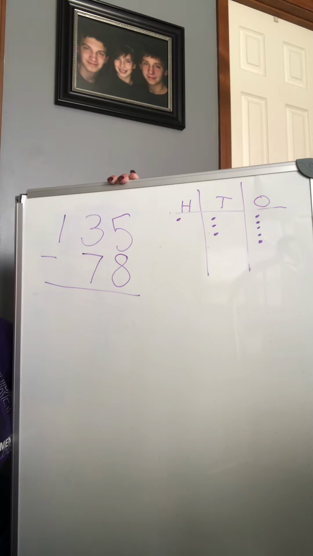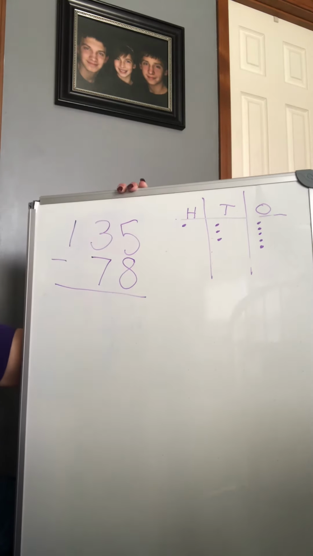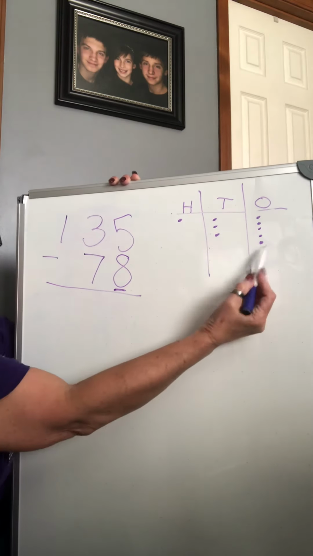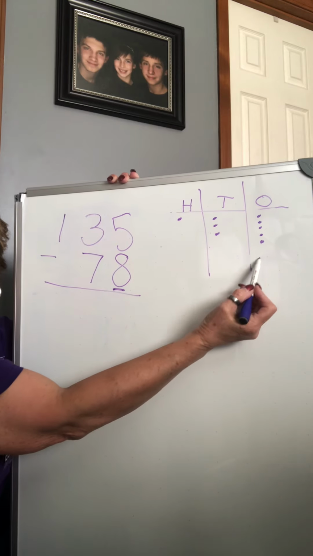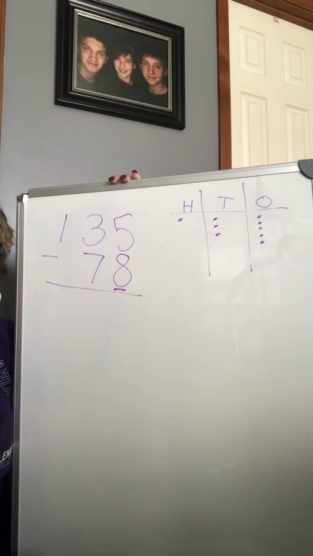All right, starting in what house? Oh, we start in the ones house. Okay, we are going to take away 8 ones. I go over to the ones house to take away 8 ones, and I can't do it. So what do I need to do?